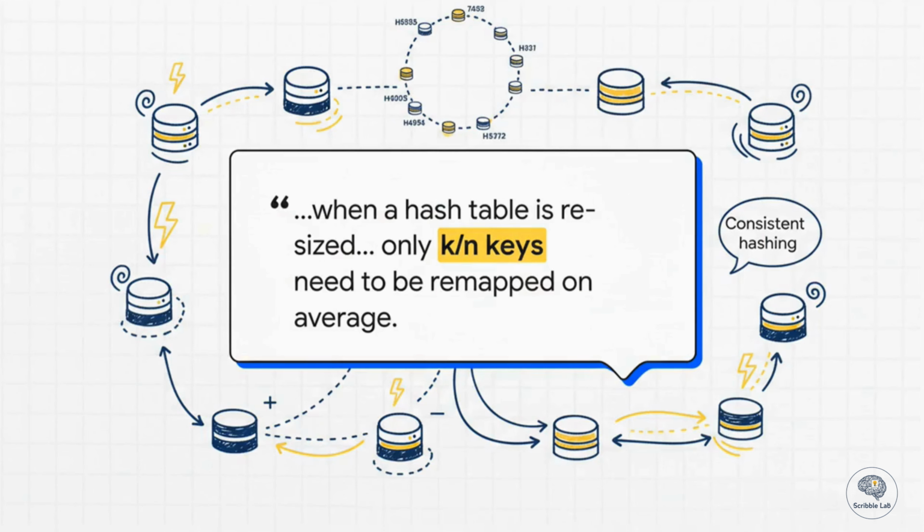So clearly, that approach is a non-starter for any system that needs to be reliable. We need a much smarter, more elegant solution. And that solution is consistent hashing. It's a technique designed specifically to handle servers coming and going, all while minimizing this disastrous data reshuffling.